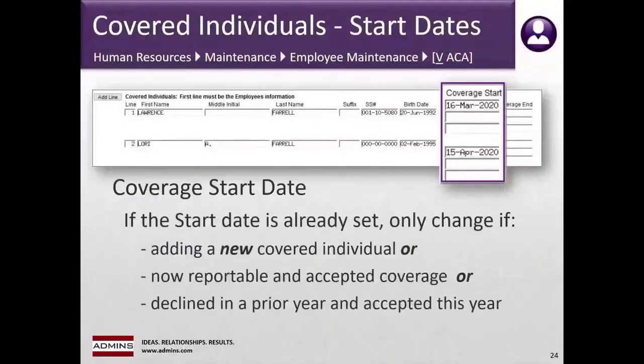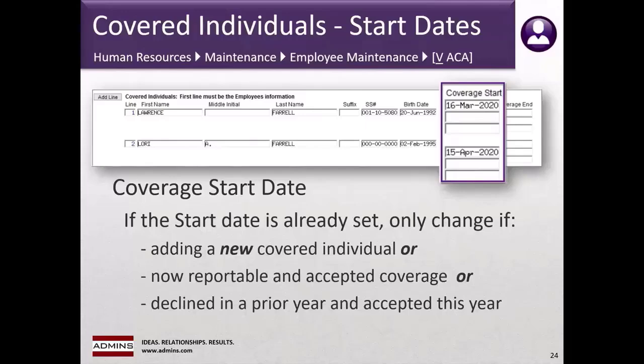Start dates for covered individuals. If the start date is already set, as shown here, the coverage started in March of 2020. There is no need to change. The only time a coverage start date needs to be set is if a new covered individual is added, they are now reportable and accepted coverage, for example, if a spouse accepts coverage for the first time, or they had declined coverage earlier in the year and later accepted coverage this year.